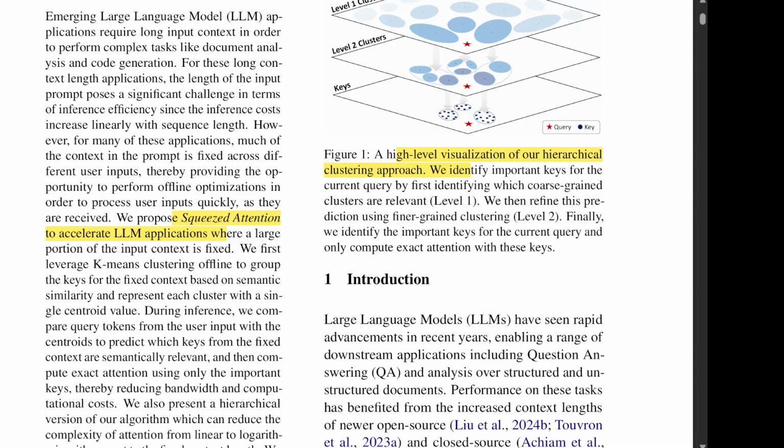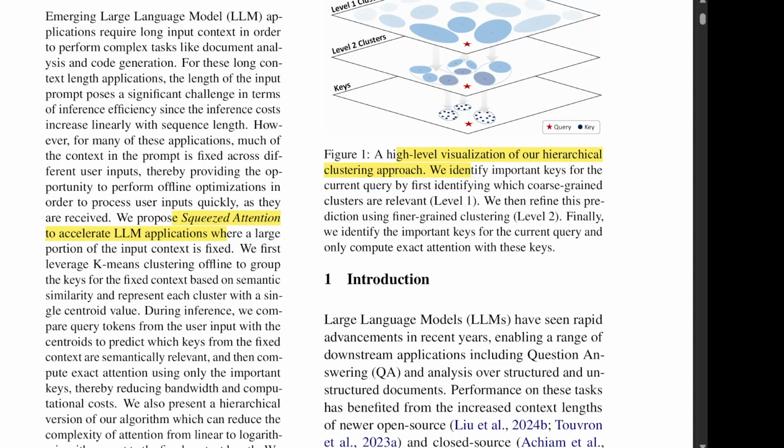Which brings us neatly to their core idea, Squeezed Attention. So what's the big idea here? How do they tackle this fixed context issue? The core idea is, well, pretty clever. Squeezed Attention is designed specifically to speed up that attention computation for the fixed context part. Okay. The basic premise is that for many applications, a lot of that fixed context is actually redundant for any specific query.